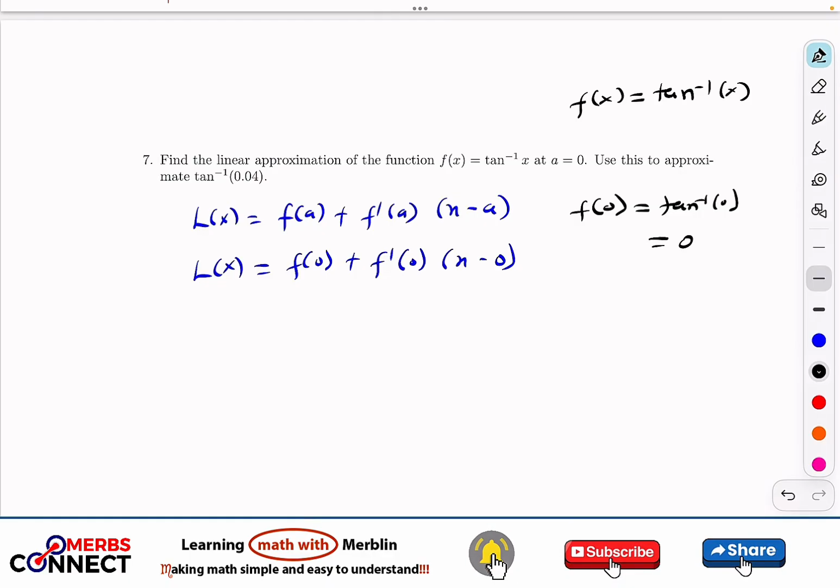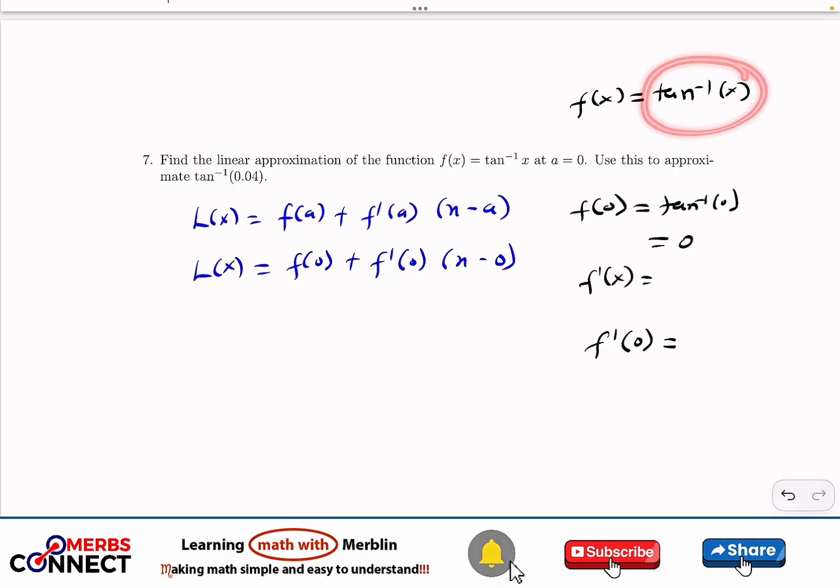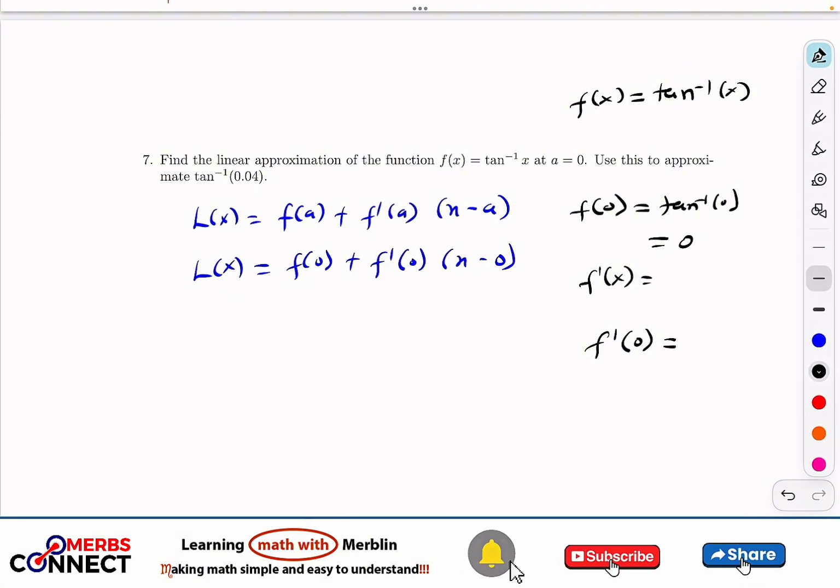Now before we get f prime of 0, we need f prime of x. And this is the tan inverse. So when I differentiate this, I'm going to have 1 divided by 1 plus x squared. Then when I plug in 0, I have 1 divided by 1 plus 0 squared, which is equal to 1 divided by 1, and this is equal to 1.